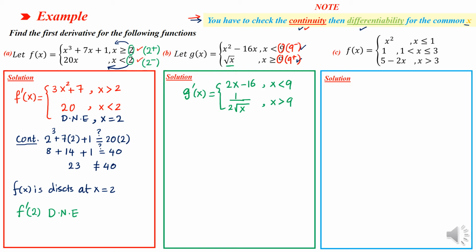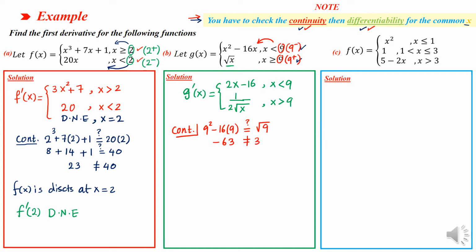You have to check the continuity and then the differentiability for the common x. 9 is common between the two intervals, so you have to check the continuity for x equals 9. So you have to plug in the value x equals 9 in the first function. You will get 9 squared minus 16 times 9, and you have to check if it equals the square root of 9. With simple calculations you will see that the left hand side is negative 63, and this is not equal to 3.